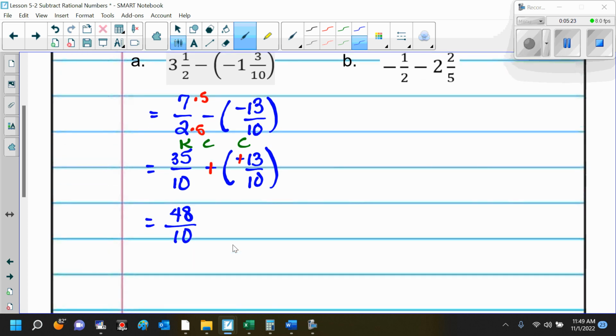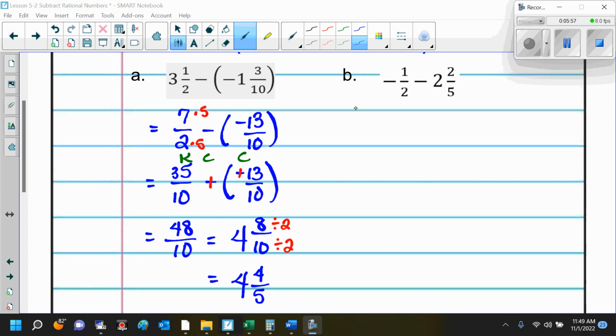And now we can change that back to a mixed number. So 10 goes into 48 how many times? 4 times, with how many left over? 8. So this is going to be 4 and 8 tenths. And now, of course, 8 tenths, we can simplify that by dividing by 2. Very good. Make sure you're showing you're simplifying also. So we end up with 4 and 4/5.